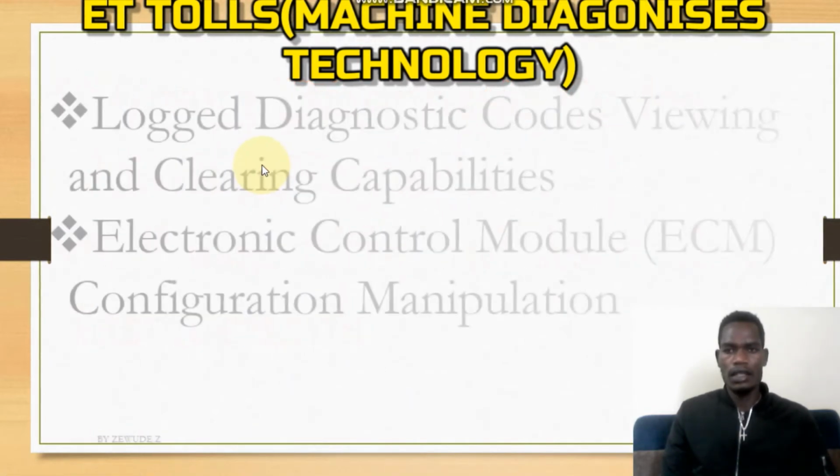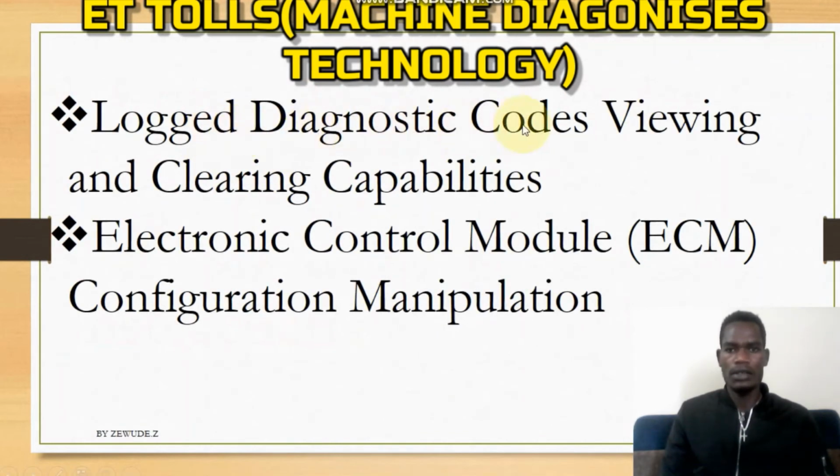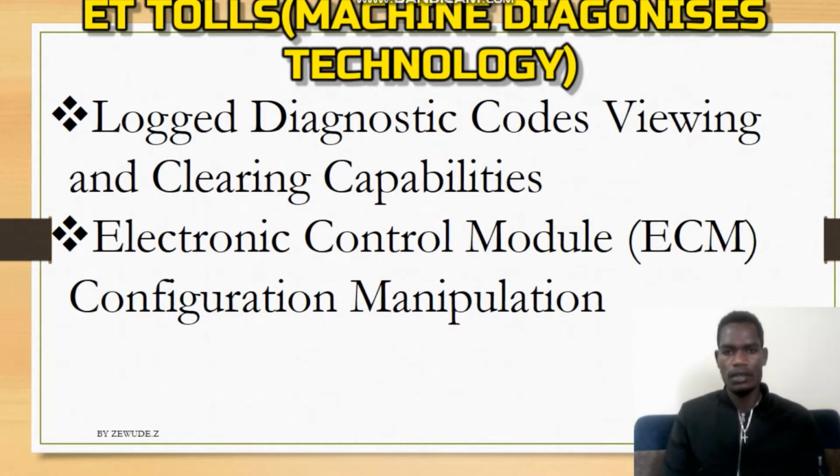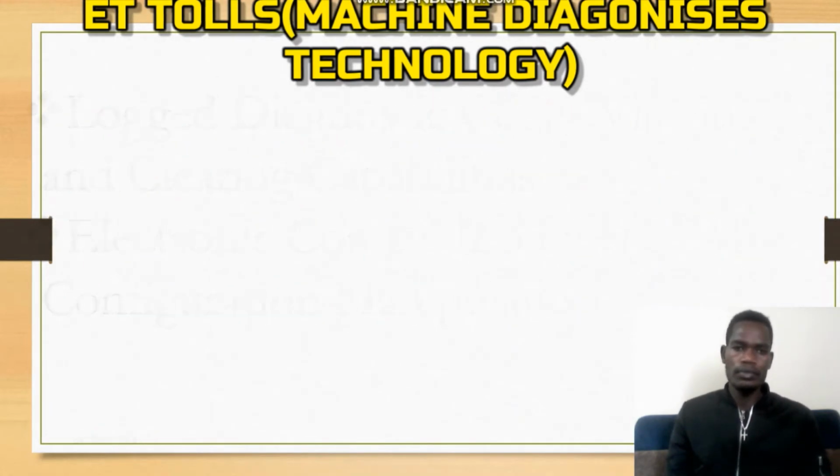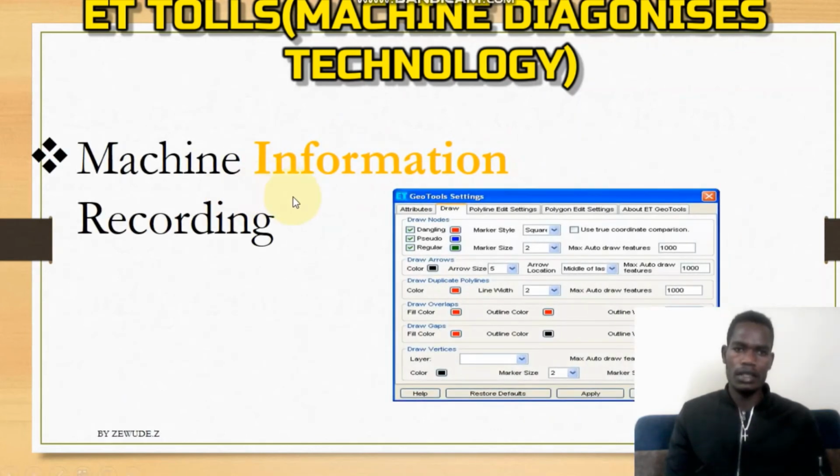The last and very important thing is the logged diagnostic code viewing and clearing capability. Once you are able to see the logged diagnostic codes, you can clear them from that system. Also, there is the electronic control module configuration and manipulation, so you are able to manipulate or control those ECM modules as well. And the last important thing is you are able to gather information about that machine.